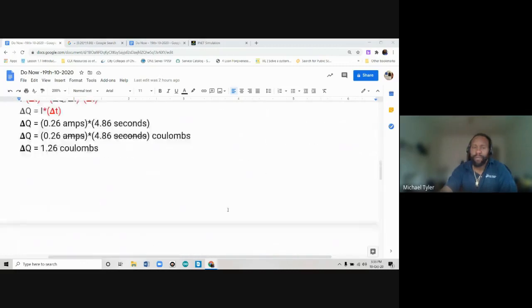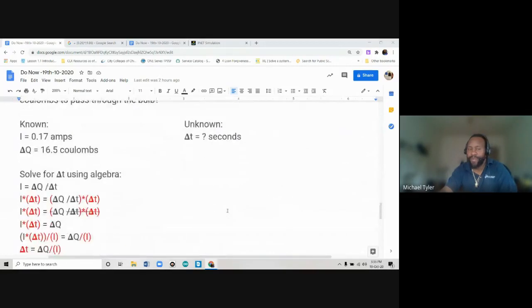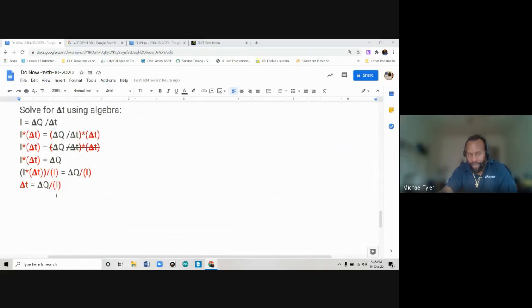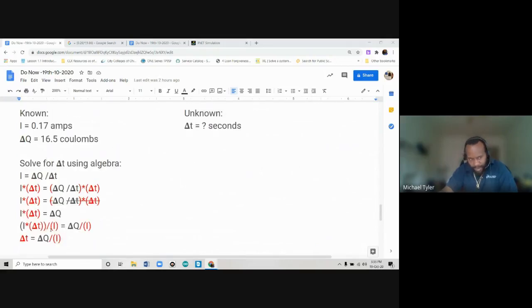And I'm going to go back down so you can see how to edit the last notes. Now, you're not done. You still have to put in the known values. So I is 0.17 amps for I here. And delta Q is 16.5. So the final answer is going to be what? It's going to be 16.5 coulombs divided by the amps, right?